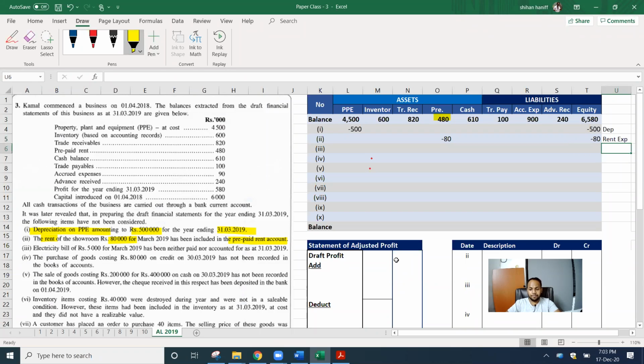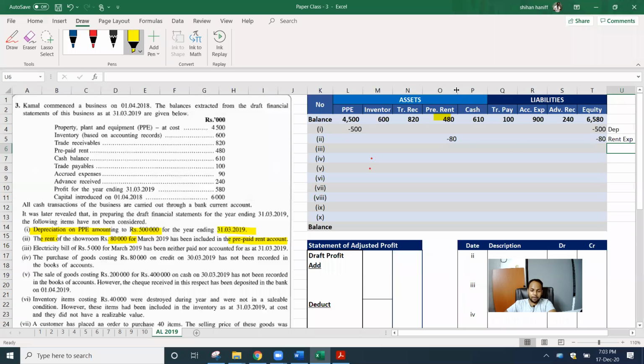Rent expense 80,000. So out of prepayment, we are reducing. So actually the prepaid amount is only 400, not 480. So minus 80,000 from the prepaid rent, and equity will reduce by 80,000.